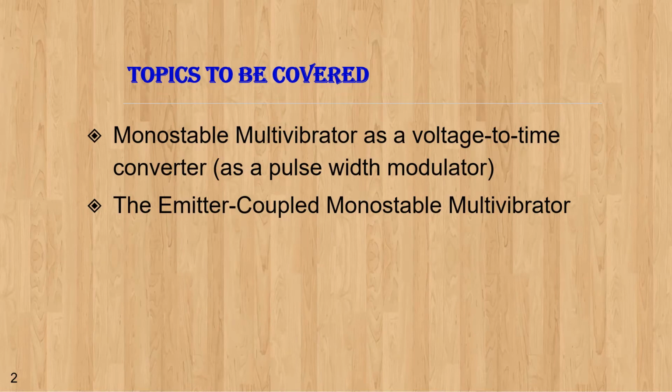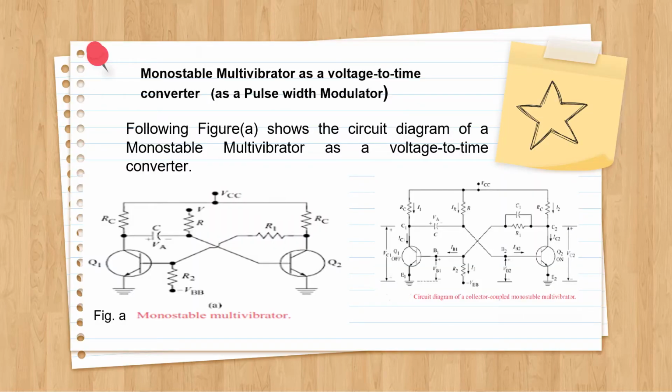In this video, we are going to discuss monostable multivibrator as a voltage to time converter, or it is also called as pulse width modulator. And let us see the operation of emitter coupled monostable multivibrator. Monostable multivibrator as a voltage to time converter.